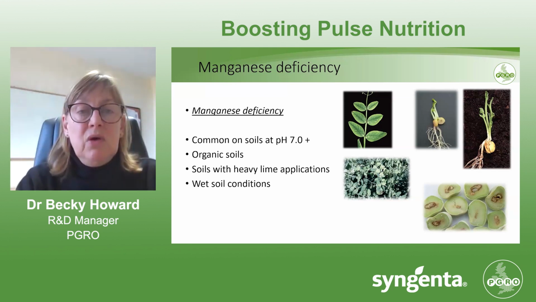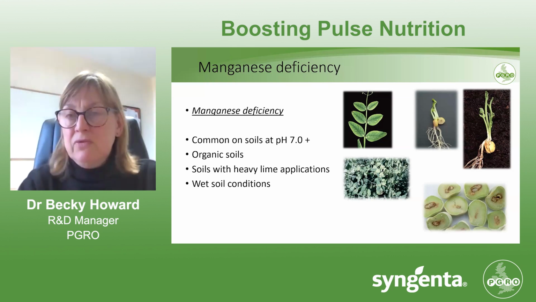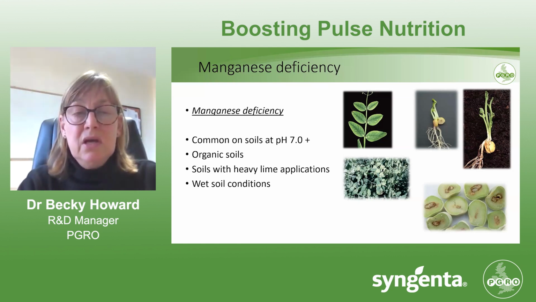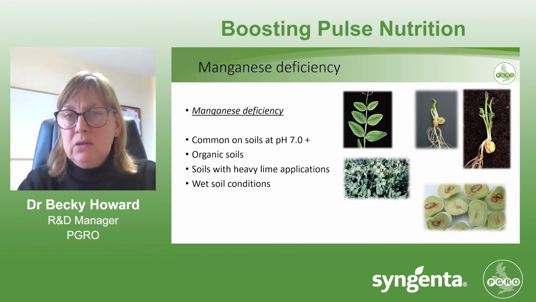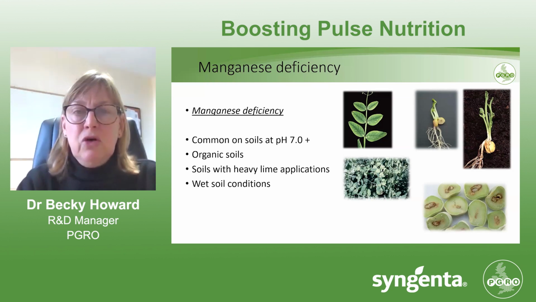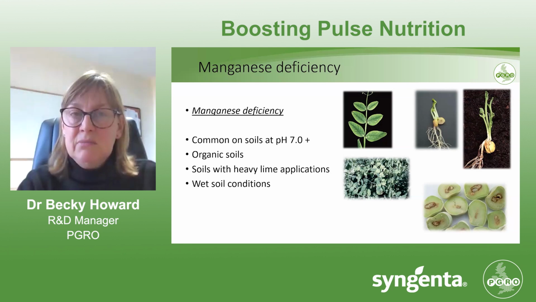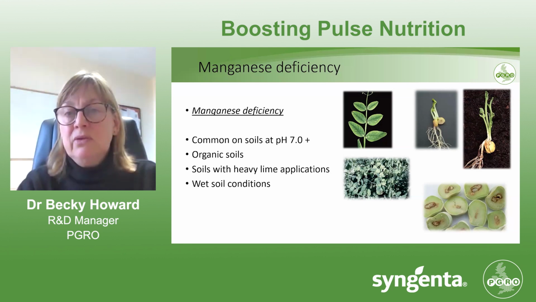So what we generally find is that manganese deficiency is common on soils of pH 7 or above, so on alkaline soils, or those that have had heavy lime applications, also quite common on organic soils, and particularly in wet soil conditions. And often when it comes to a recommendation for the solution for this problem, we normally recommend 2 applications at least in peas where a manganese deficiency is known. In wet conditions, that can often be 3.